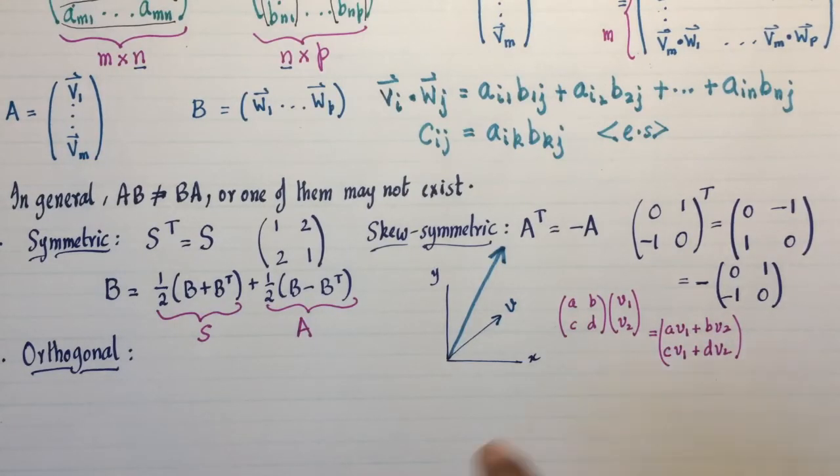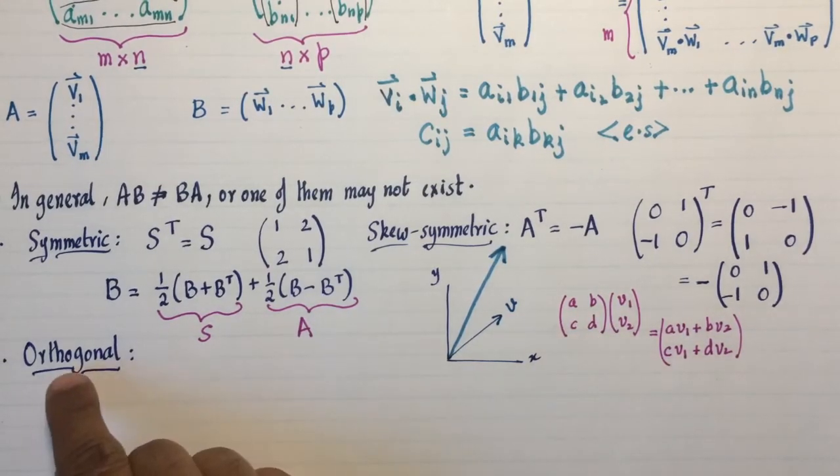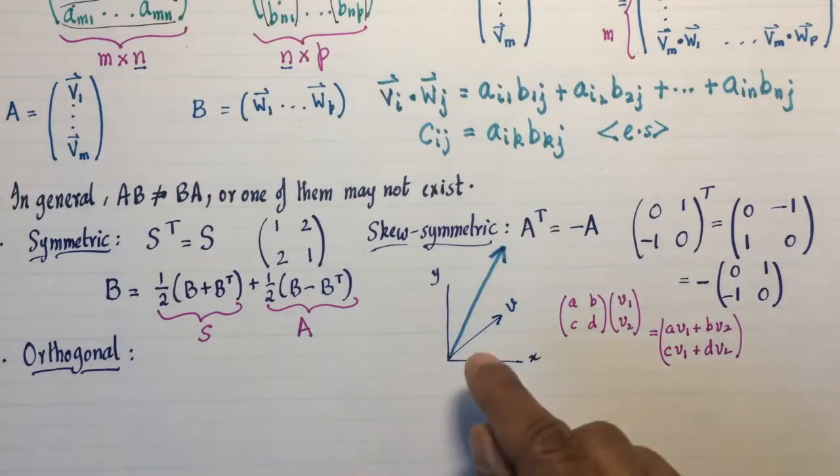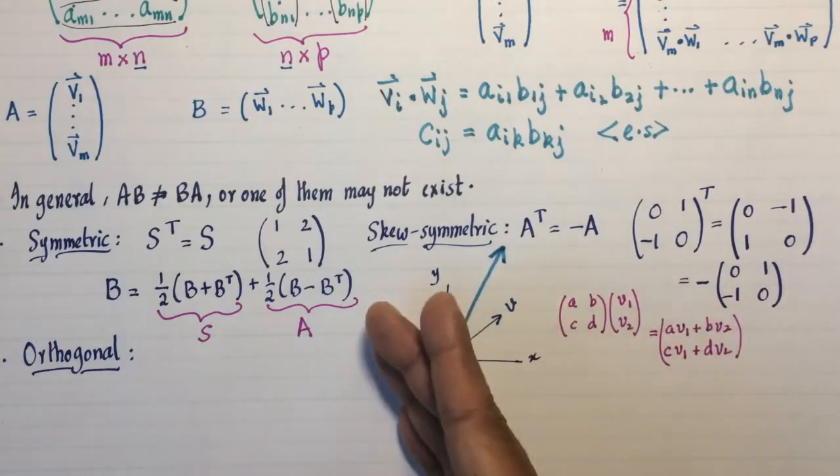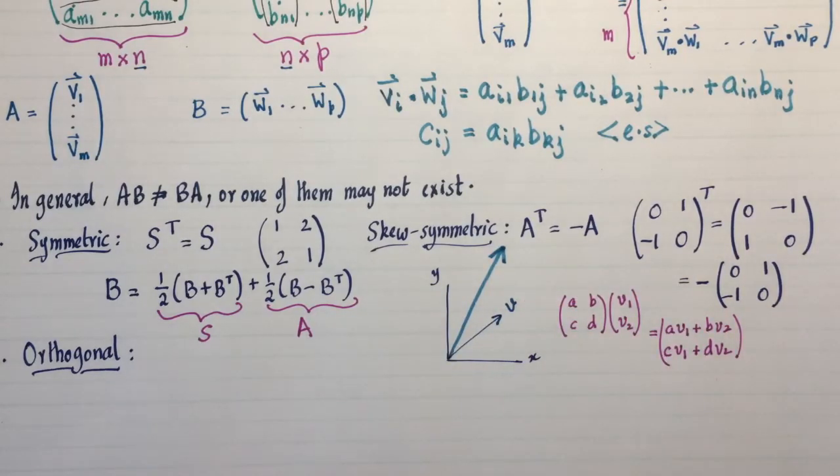However, if ABCD is an orthogonal matrix, then the only interpretation for what this multiplication of the matrix does to the vector is that it rotates the vector by some angle. So that's why orthogonal matrices are very important. They do not mess with the length of the vector.